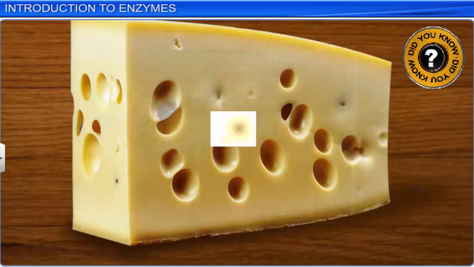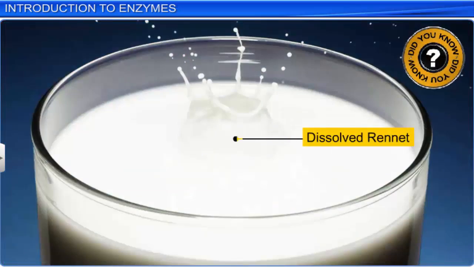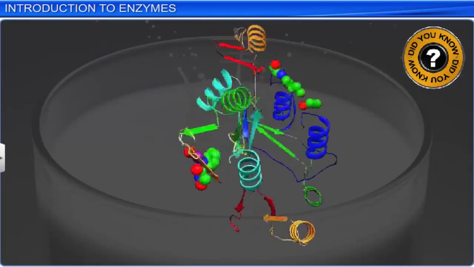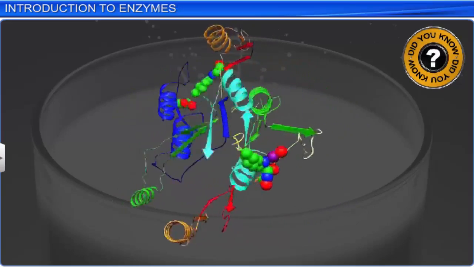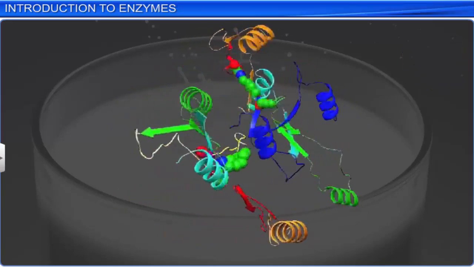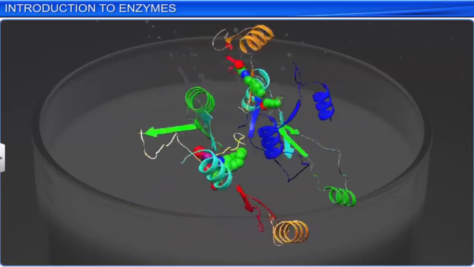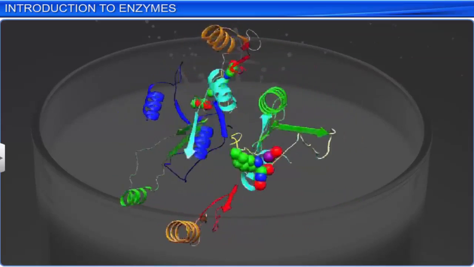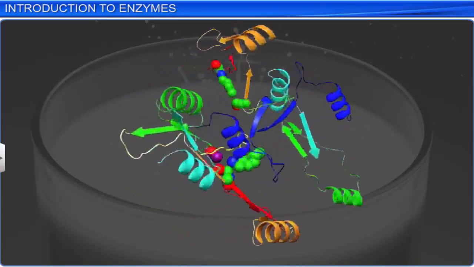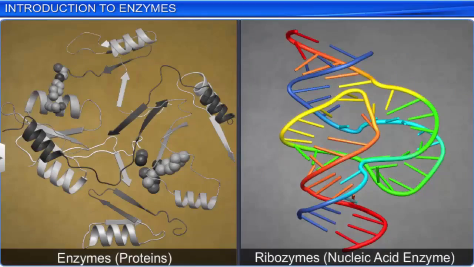Did you know that cheese is produced with the help of rennet, which is a natural complex of many enzymes? Enzymes act as biological catalysts in a living system and change the rate of reactions without themselves getting altered. While most enzymes are proteins, some nucleic acids also behave like enzymes. These nucleic acids are called ribozymes.